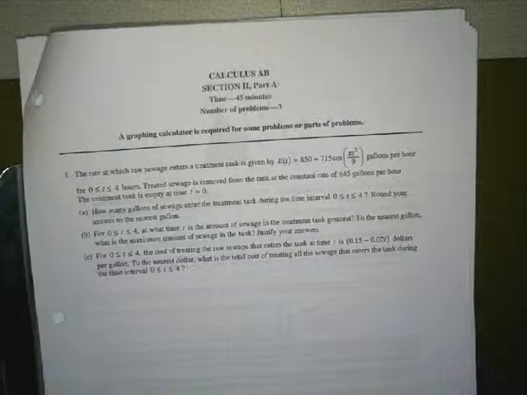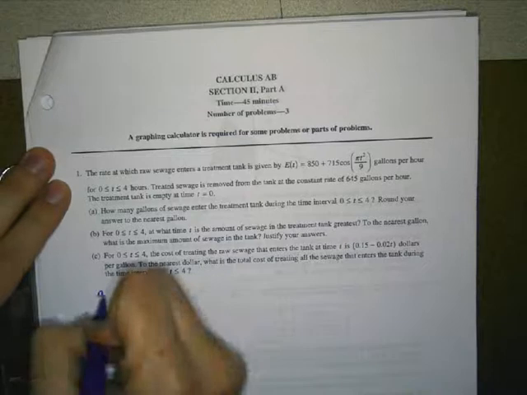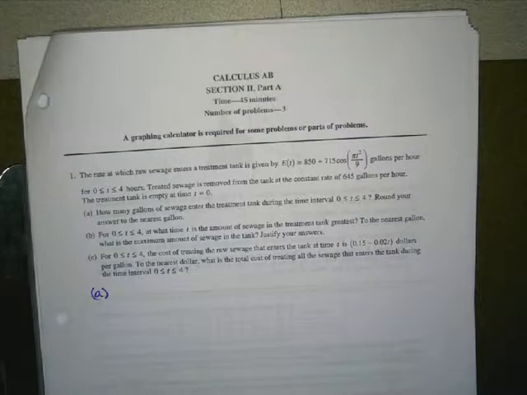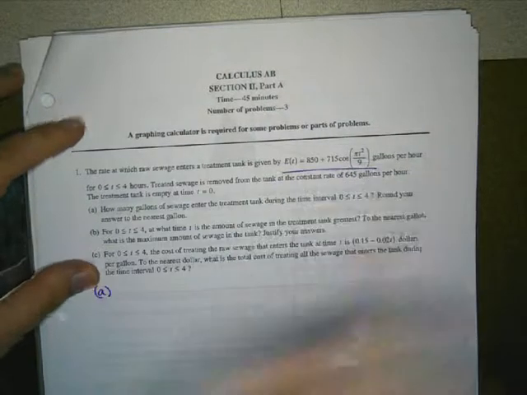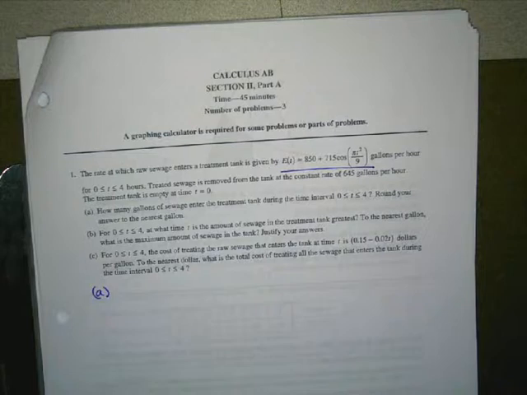We have done problems like this one. Actually, several types of these. So hopefully we'll start to recognize some patterns here. The rate at which raw sewage enters the treatment tank is given by this function. Now, this function is a what type of function? An original function, a derivative, or a second derivative?